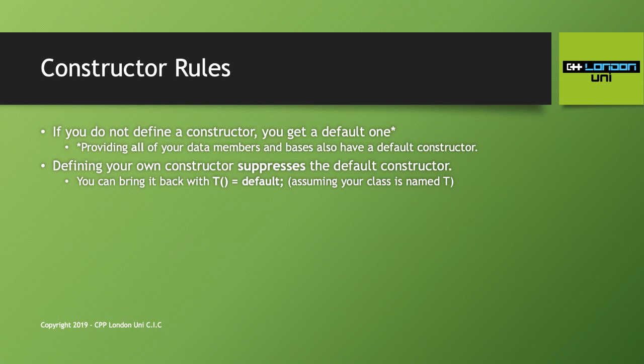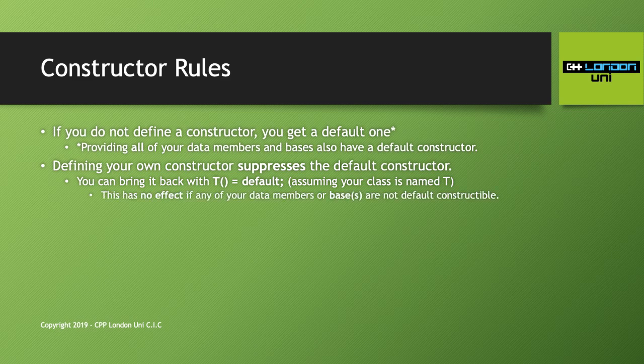T equals default. Very simple. So T is the name of our class, so if it was called student, you'd write student, not T. If it was art student, you'd write art student. And equals default is telling the compiler, I want to re-expose this. If you were to write this, and you hadn't defined any constructors yet, this would be fine. It would not actually do anything useful, but it would work fine. You can tell it to explicitly default the constructor even if it was going to generate one anyway. It's quite happy to let you do that. It won't break anything.